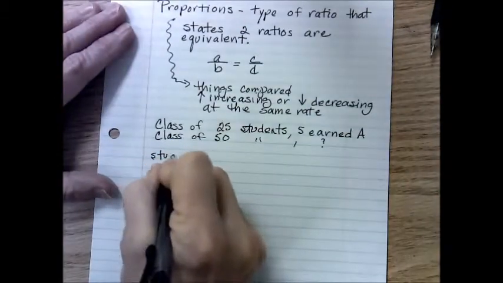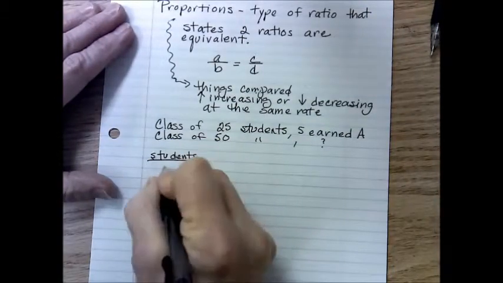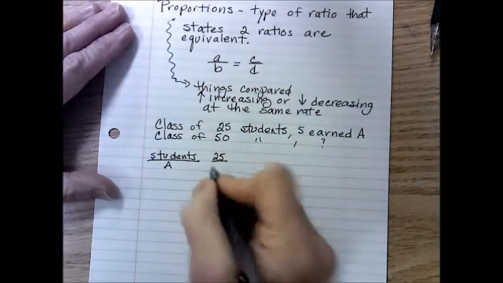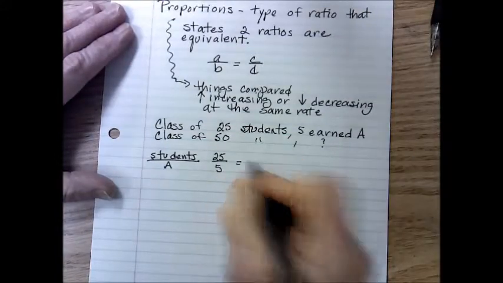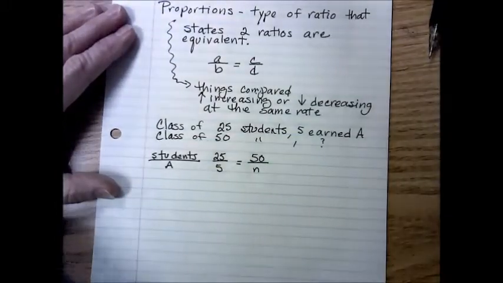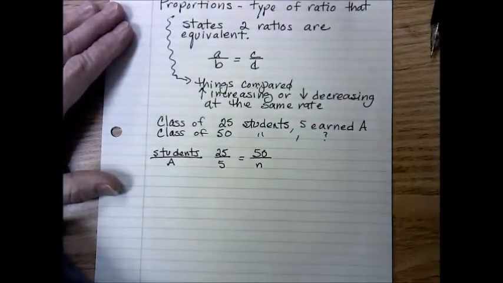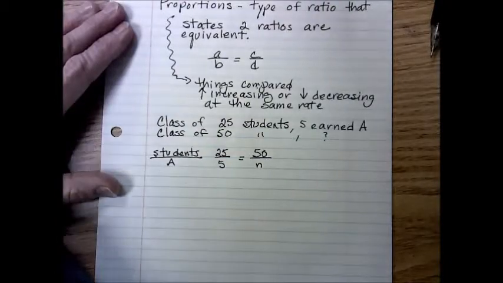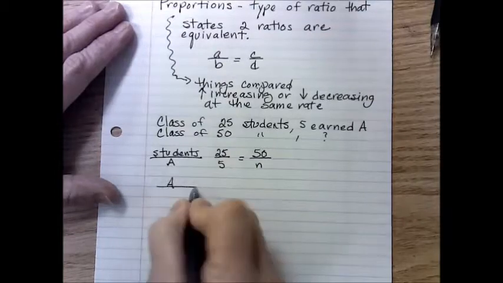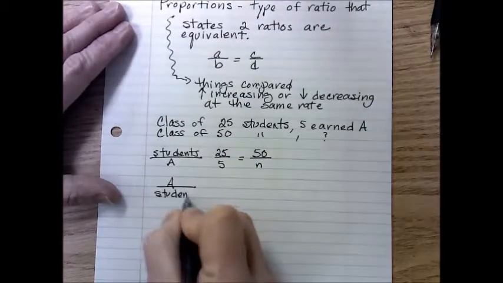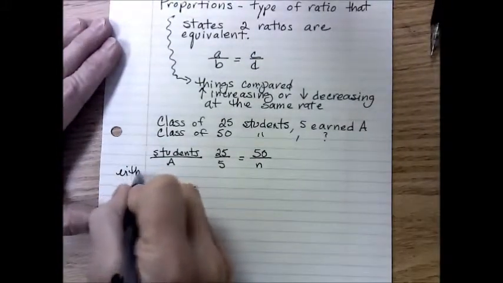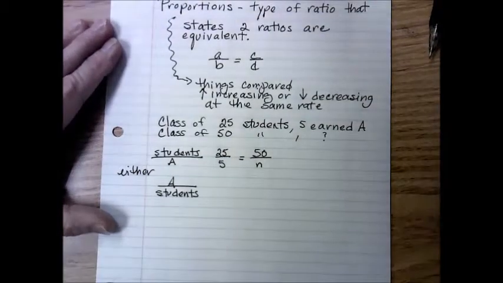So the two things we are comparing are students and A's. So in the first class we had 25 students who earned 5 A's. In the second class we had 50 students, and if it's proportional we can replace that with n to figure out how many students that would be. Now, since it's a proportion, could I put A over students and still get the answer correct? Yes. You can write this either way as long as you get your numbers in the right place.